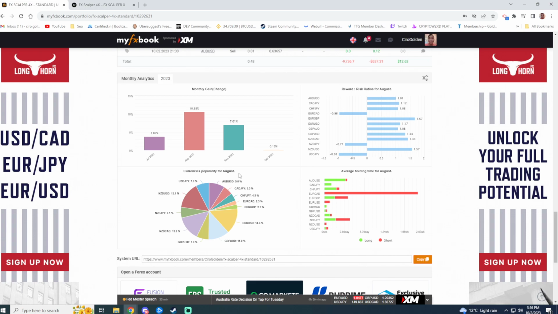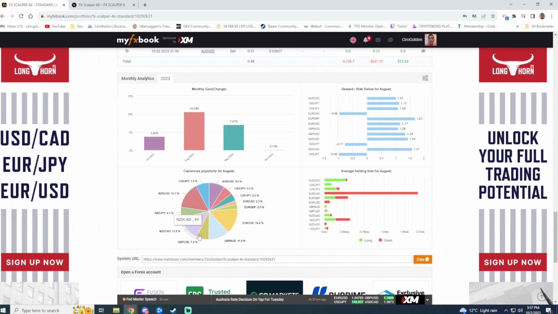Because do remember, we're trading 12 pairs with a leverage of 1 to 500 and a starting equity of $4,000. So as you can see here, our monthly gain on August was 10.58%, which is nice to see. It was much more than our very small period of time in July.